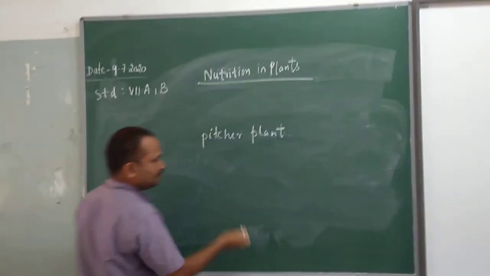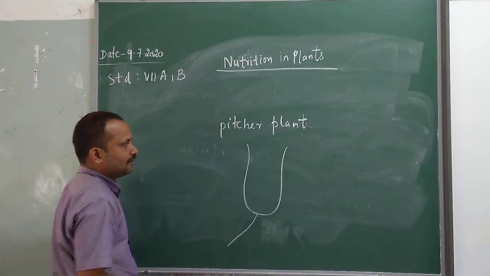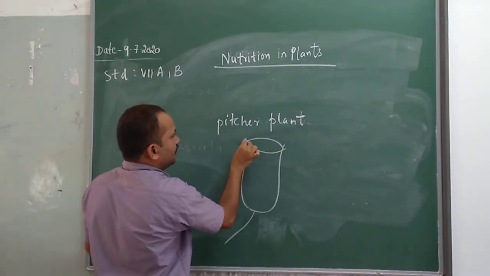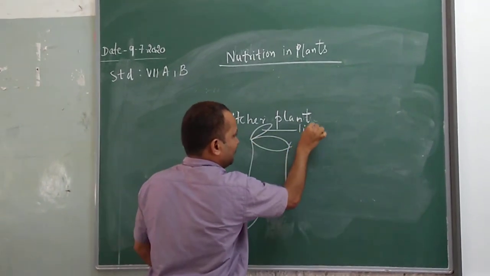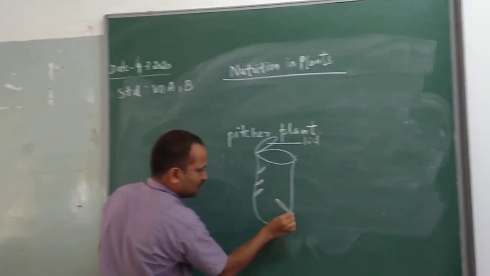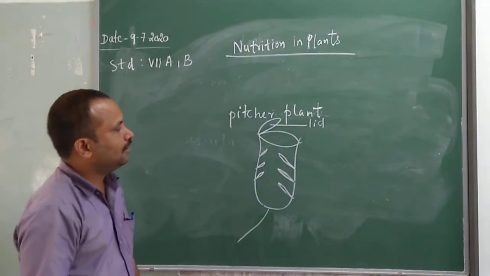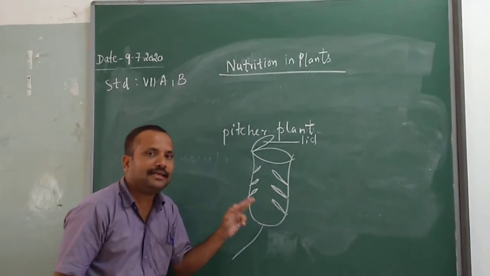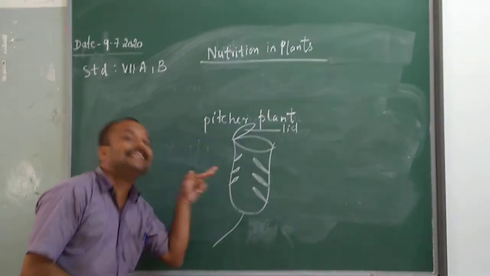Pitcher plant. A plant like this, children. Here on top it is having what is called the lip, like finger-like projections. This plant will trap insects and eat the insects. It will digest the insects.